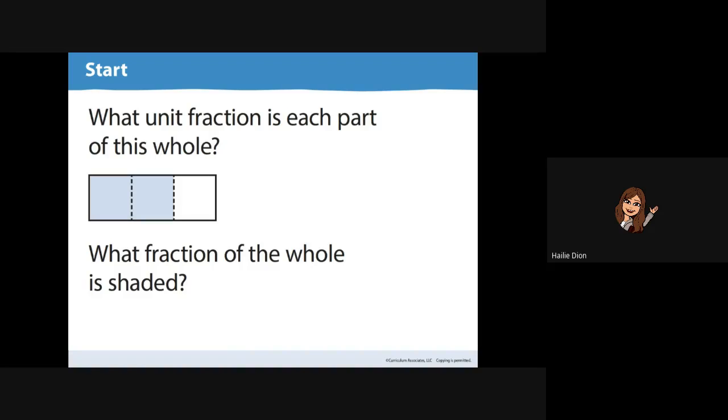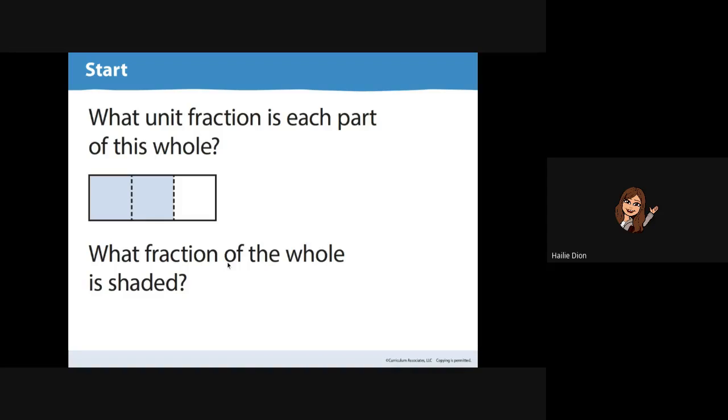So, what unit fraction is each part of this whole? Well, we know it's going to have a 1 in the numerator. So if we're talking about this one box, what's going to be our denominator? Well, that's easy. 1, 2, 3. So this little piece is going to be 1/3. And because a fraction has to have equal parts, that also means that this part is 1/3 and this part is 1/3. And they all add together to create 3/3 or 1 whole.